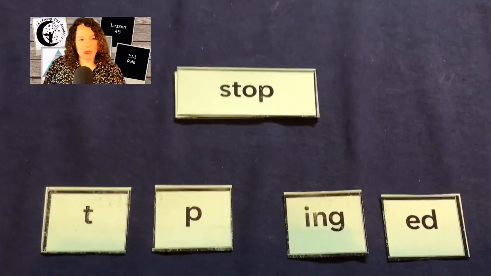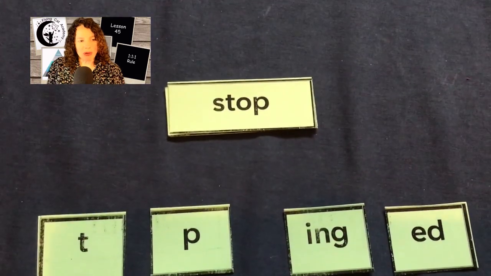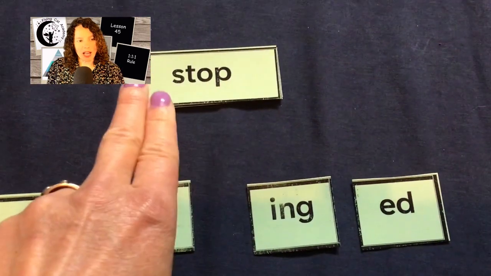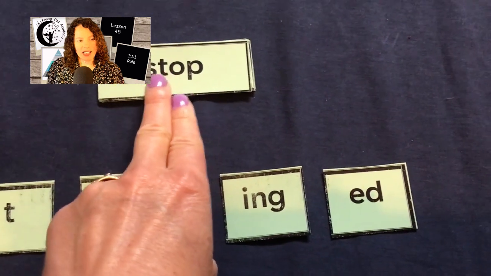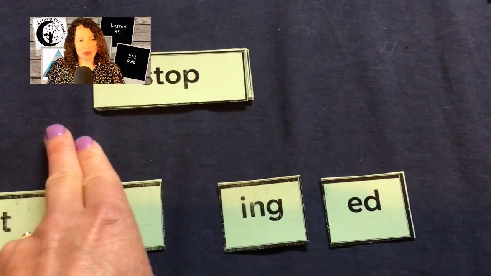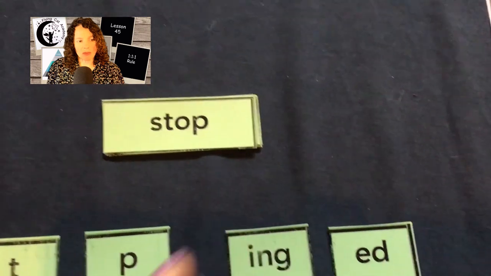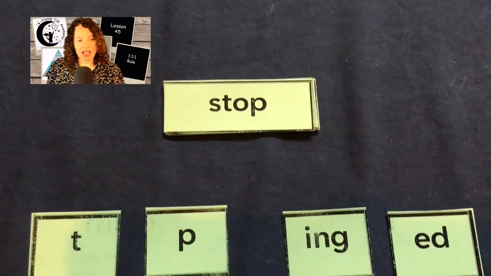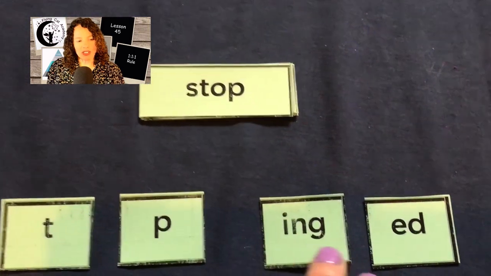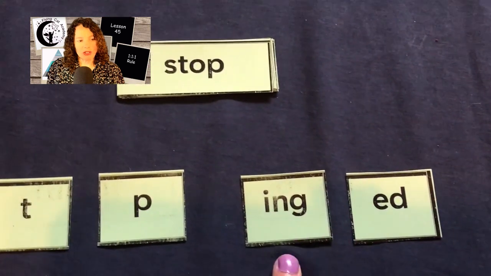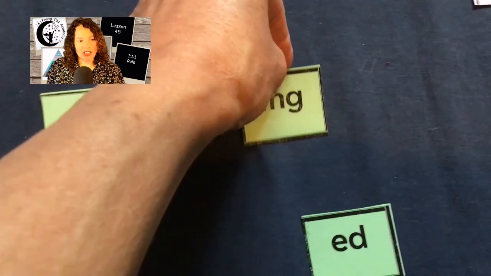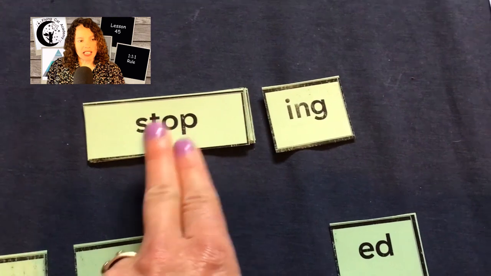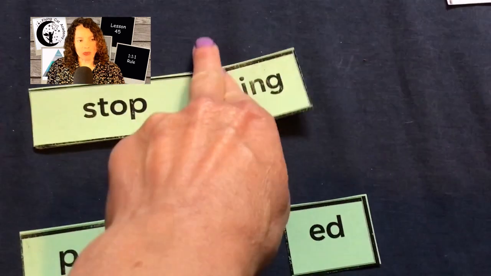Okay, so let's practice applying the rule. We've got the drill all set up on the table, and the first thing you'll do is tap it and say it. So in this one we have stop, stop. And then we apply the spelling rule. Well, first of all, I guess we'll decide which suffix we want to use. So let's pick ing in this case. Stop, ing.